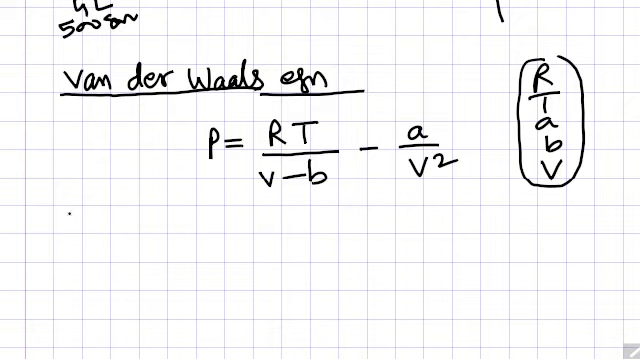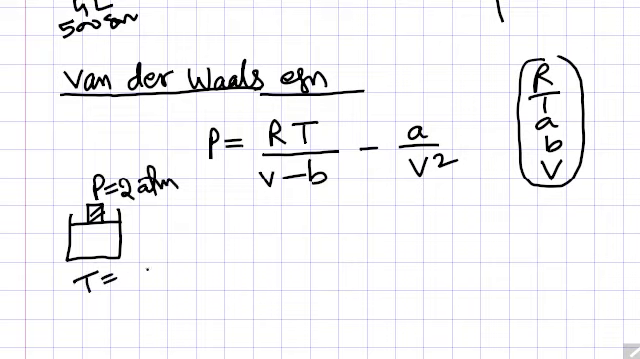For example, for this system, suppose you know the pressure. Suppose pressure is 2 atm, and temperature you know, suppose it is 98 Kelvin. Now you have to calculate volume. How will you calculate volume? Because this equation is actually in cubic form.